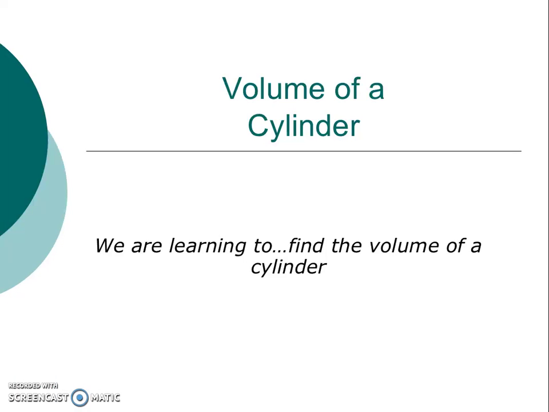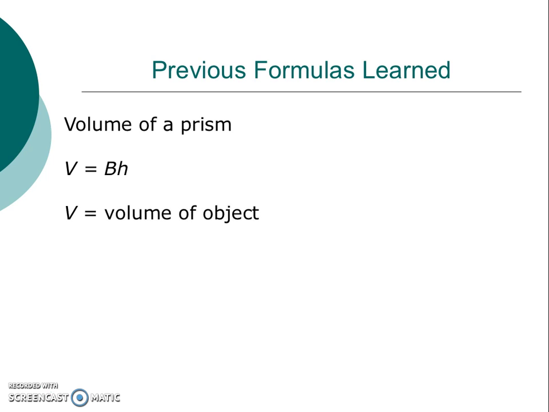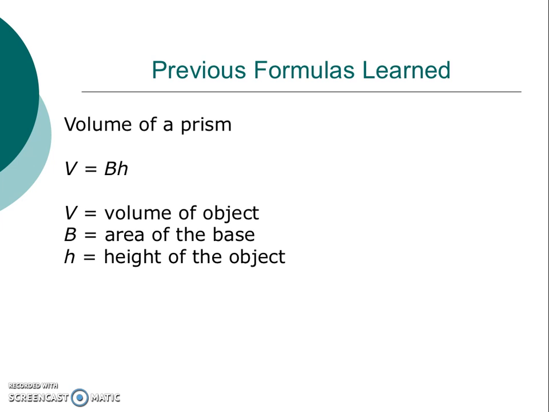Hello, today we're going to look at finding the volume of a cylinder. To do that we need two previously learned formulas. We need to remember the volume of a prism formula, which we just did. That's capital V equals capital B times lowercase h. The V is the volume of the object, the capital B is the area of the base, and the h is the height of the object.